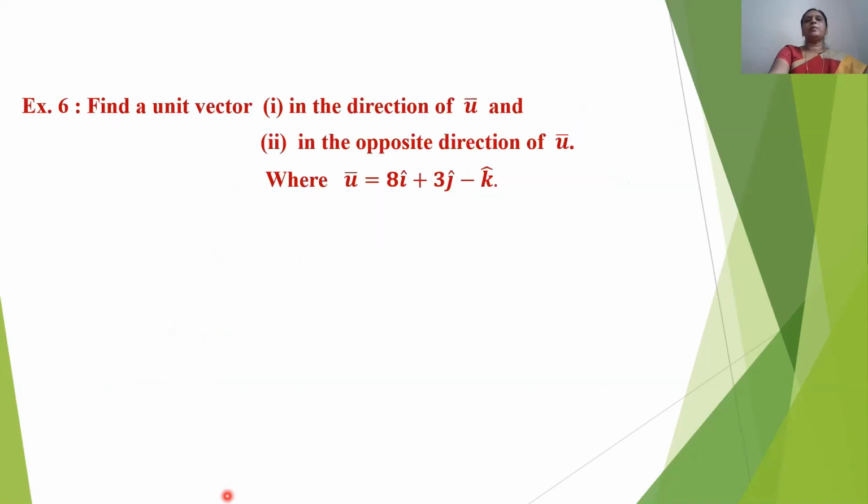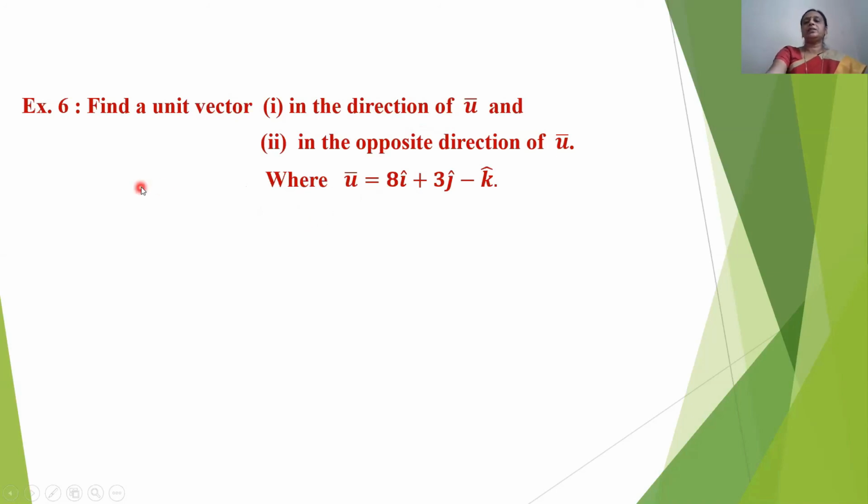Okay, see the next problem. Find the unit vector in the direction of u bar and in the opposite direction of u bar, where u bar is 8i plus 3j minus k. Here we have to find the unit vector in the direction of u bar. Now again, we have seen in our first lecture the definition of unit vector. Unit vector means what? If you have to find the unit vector in the direction of any vector, then that unit vector is equal to that vector divided by its magnitude.